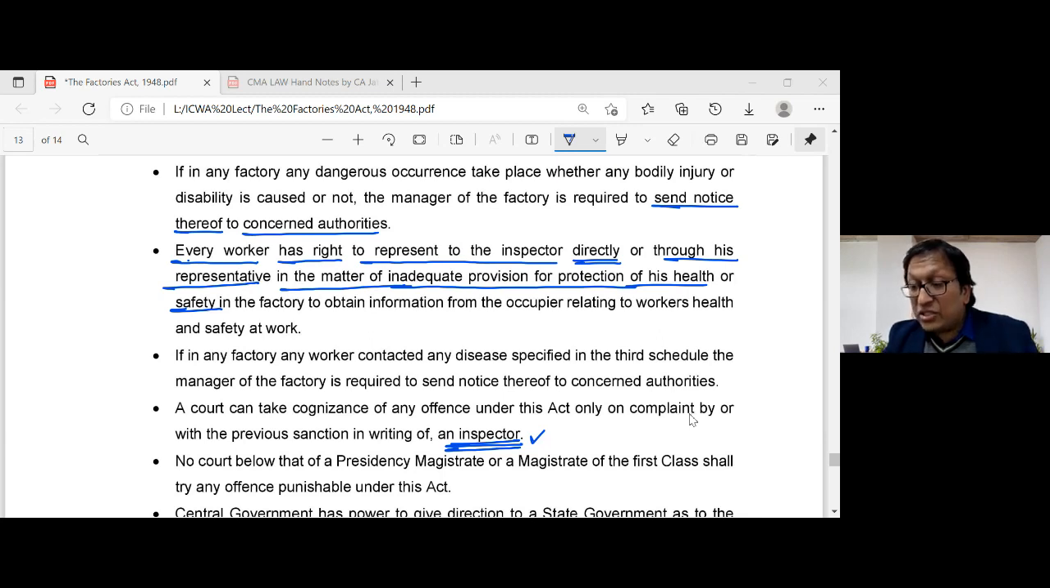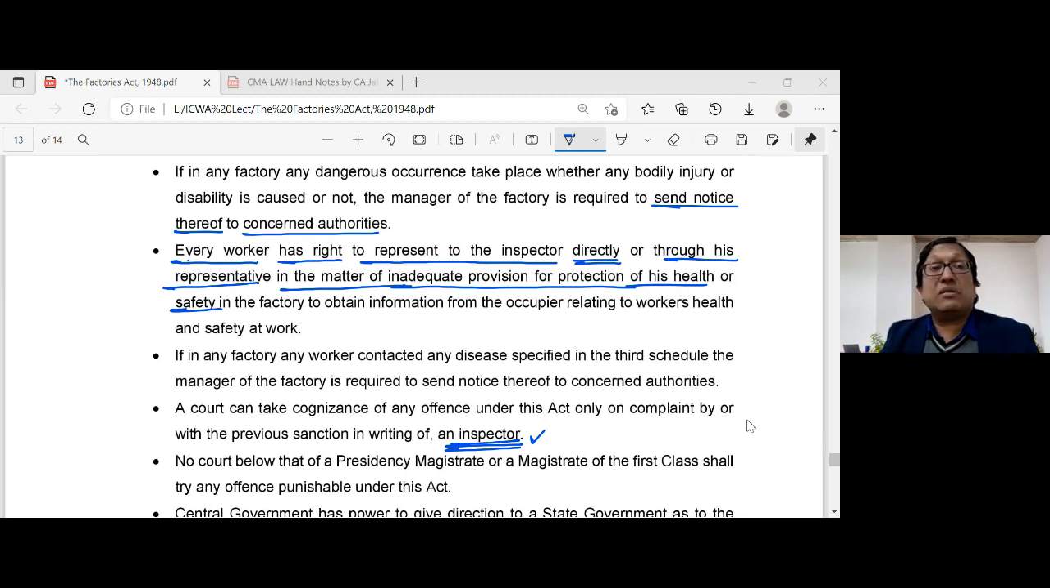What is a certified surgeon? Basically, once we send a person for medical examination, it is determined whether the person is fit or not fit for the job. An inspector may send some persons, say some children are working in the factory, and the employer says they are 15 or 16 years old, but it appears to the inspector that they are below 14. Then he can send them for medical examination. They will get a certificate from the certified surgeon on whether the persons are fit for the job or not.